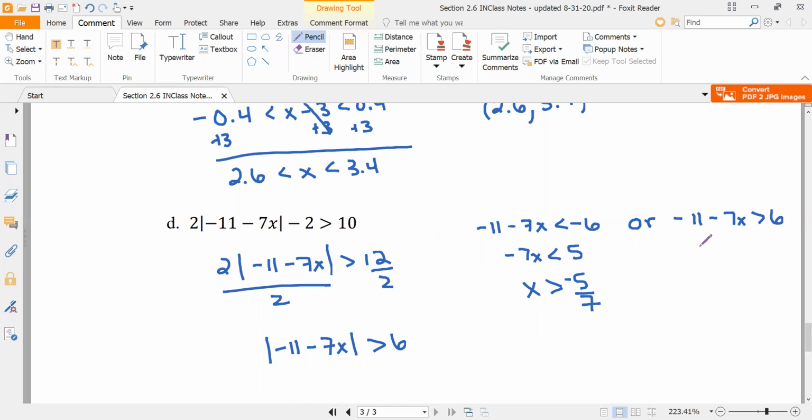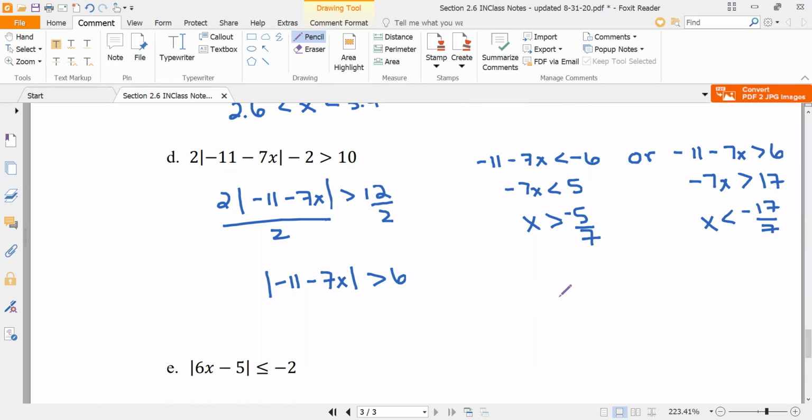Excuse me. On this one, we're going to add the 11 over. So it's going to be 17. And again, dividing by negative 7. So that's going to flip that to a less than. So negative 17 over 7. Make sure you write the less than case first. So this will be negative infinity to negative 17 sevenths. We don't turn these into decimals. Union with negative 5/7 to positive infinity.